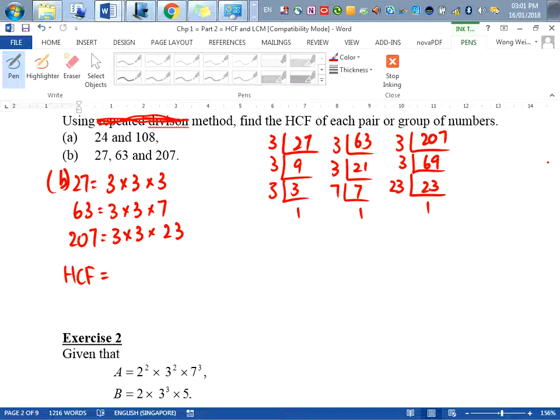HCF. I have already listed down all the factors. I'm going to use, okay, I can't use a pencil in this case, so I use green color. I'm going to group them up. This is the common factor. So highest common factor will be 3 multiplied by, again, another 3, which is 9. Okay?